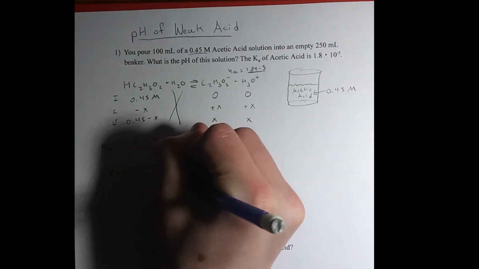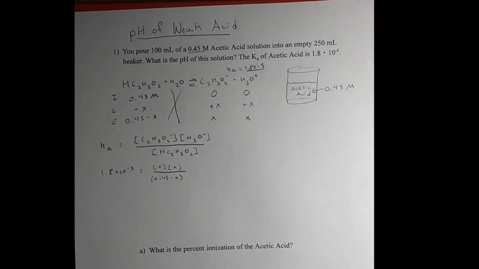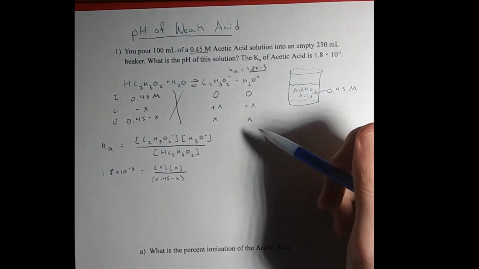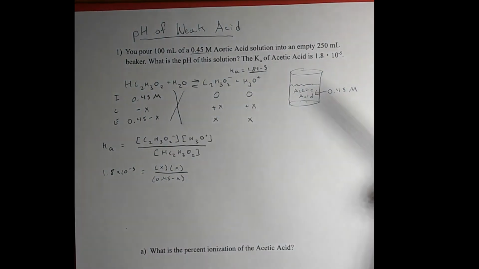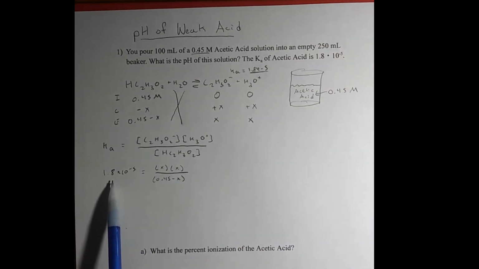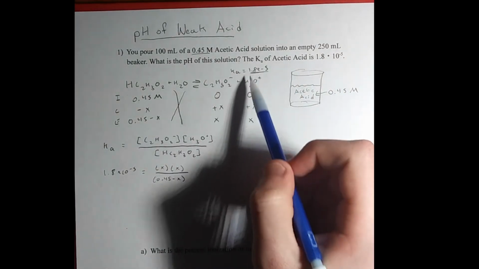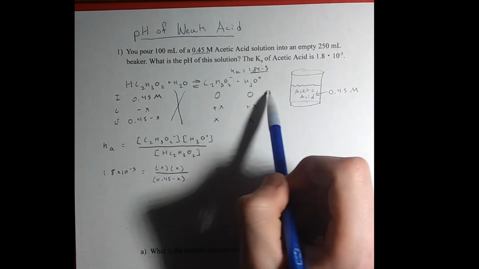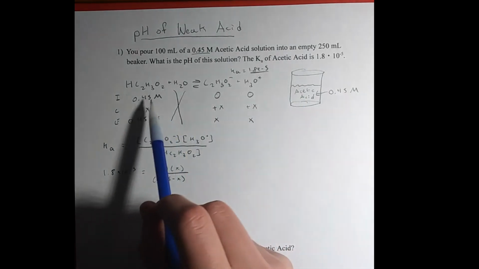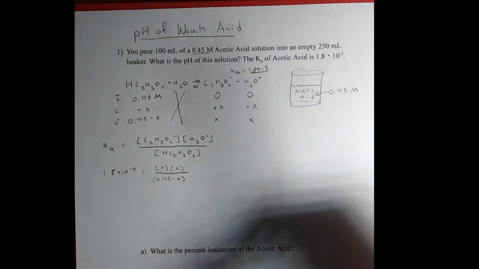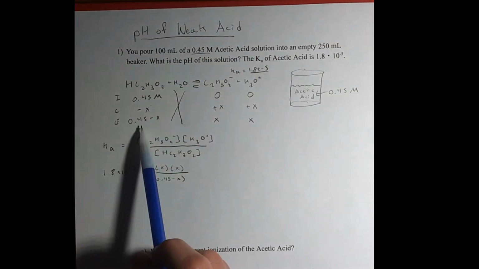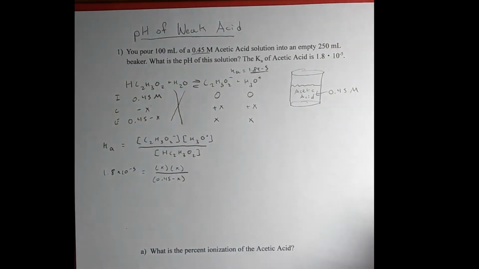But here's where we use a little trick, and you've probably heard about this in your AP Chem class. This is a little x problem, because this Ka is so small, hardly any of this acetic acid is going to turn into these two ions. Most of it is going to stay as acetic acid. Therefore, this x is going to be super small compared to this 0.45, a much lower magnitude.